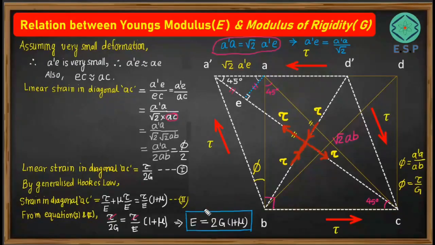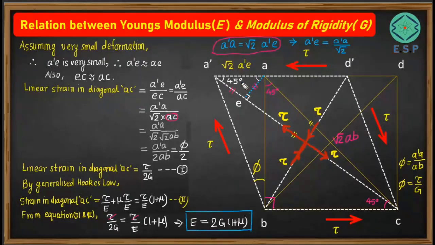So let me again explain the entire thing. We shall be finding out the strain in the diagonal AC with the help of geometry. This is the elongation, that is A dash E is the elongation and EC is the original length. So A dash E divided by EC is the strain in the diagonal AC. That is what I have written here, A dash E by EC. But EC is the same as AC because the deformation is very small. So we got A dash E divided by AC.